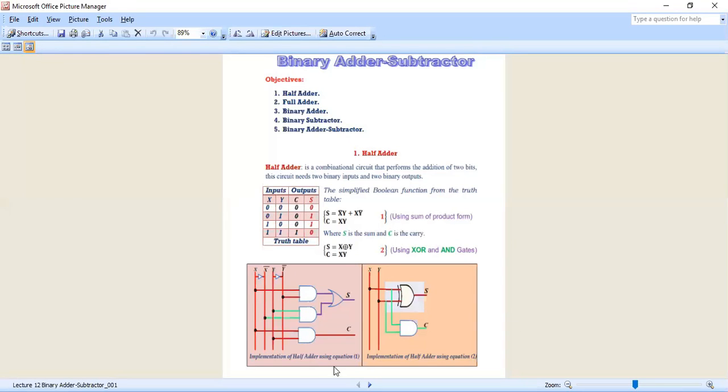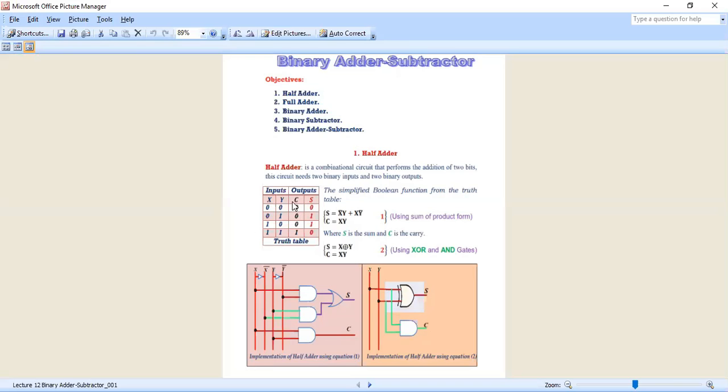Half adder is a combinational circuit that performs the addition of two bits. Normally we know addition, binary addition. Taking two bits: 0 0 is 0, 0 1 is 1, 1 0 is 1, and 1 1 is 1 0. Here it will produce the carry.